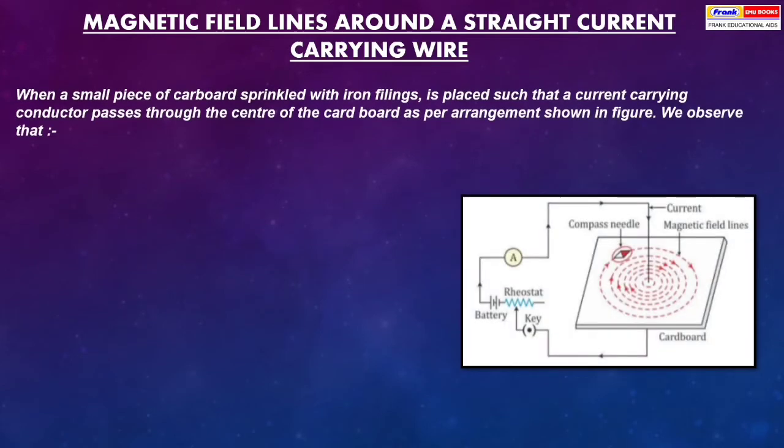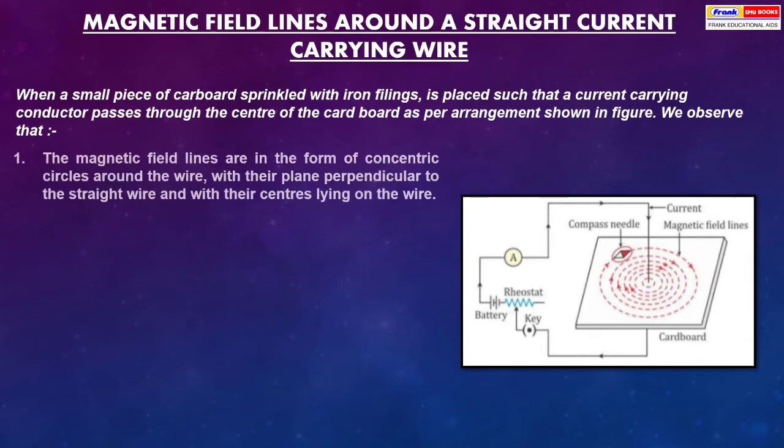When a small piece of cardboard sprinkled with iron filings is placed such that a current carrying conductor passes through the center of the cardboard, as per the arrangement shown in the figure, we observe that the magnetic field lines are in the form of concentric circles around the wire, with their plane perpendicular to the straight wire and with their centers lying on the wire.